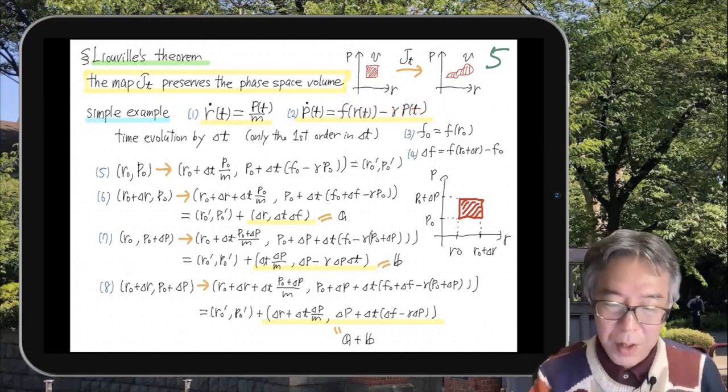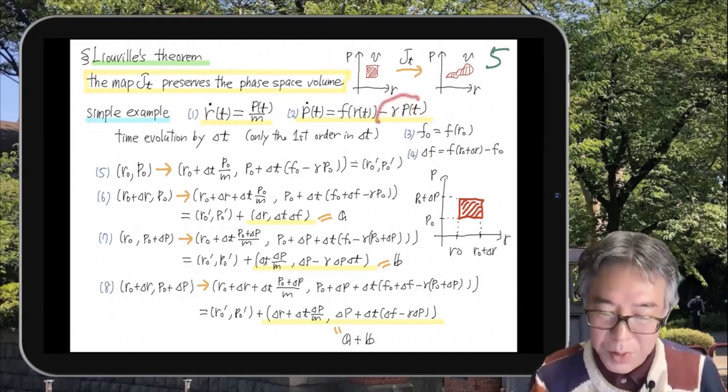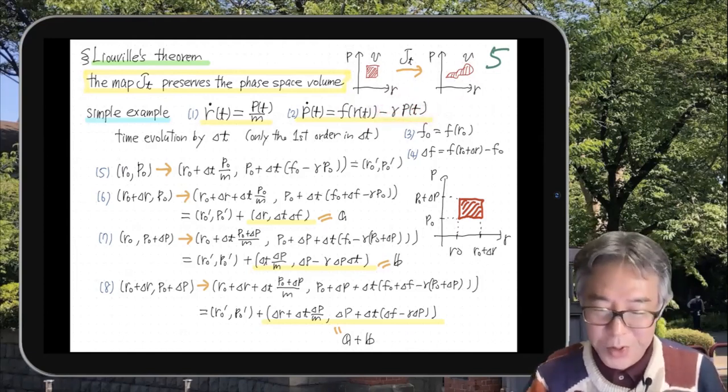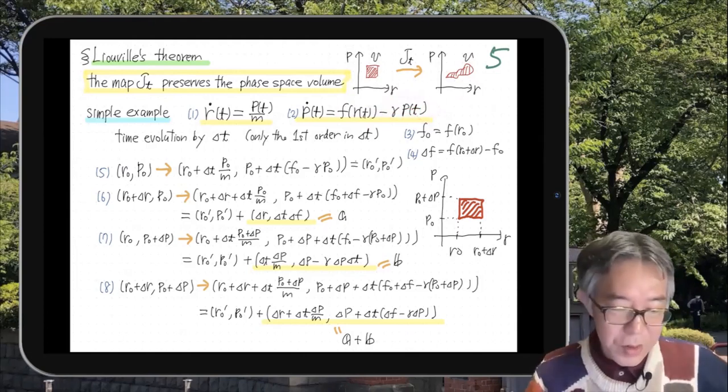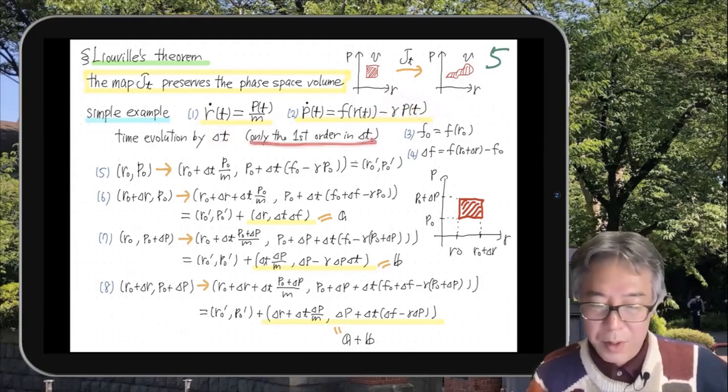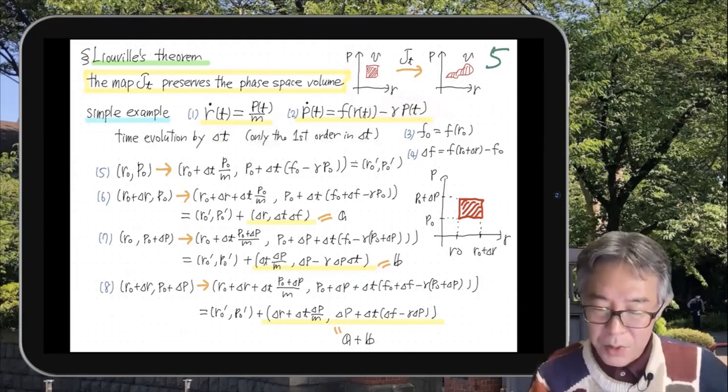But it will be useful to consider this. You will see. Now I consider time evolution by a very small amount of time, delta t, and only consider everything in first order in delta t. And here's some notation.